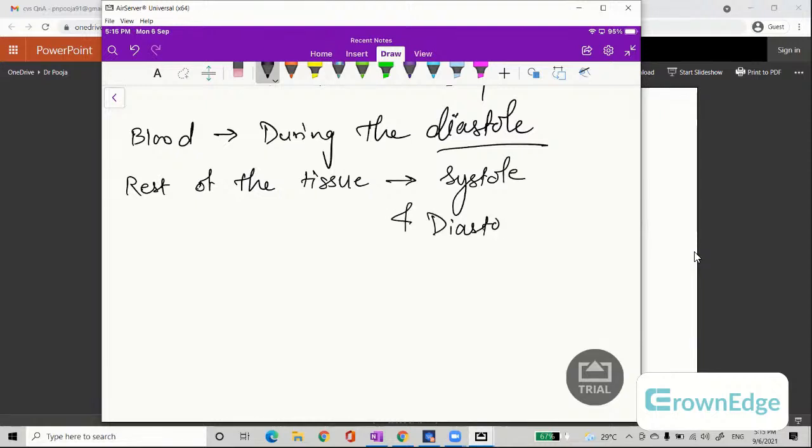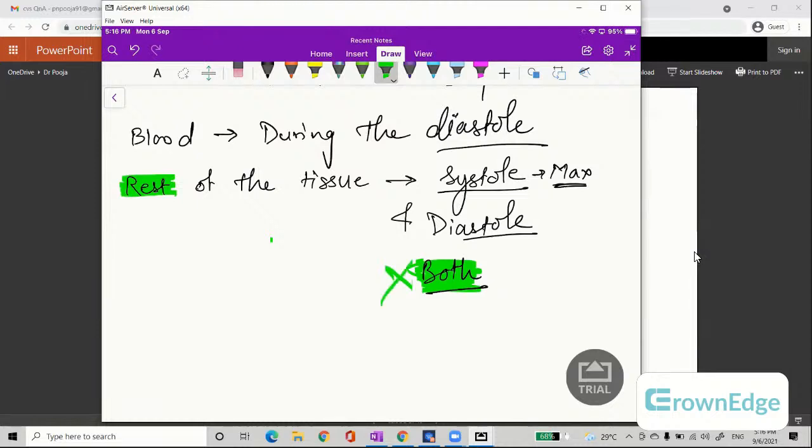If they ask you about any tissue other than the heart, the best answer should be both. Remember, for the rest of the tissues, if they ask about the maximum amount of blood flow, then definitely that is going to happen during the systole. But if the option of both is there, then go with both, as both is the most appropriate answer. But if they ask you about the rest of the tissues and the option both is not given, then go with the systole.